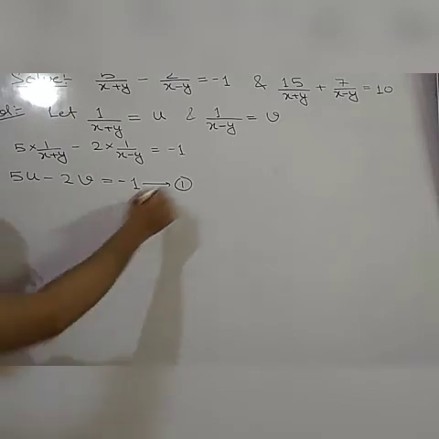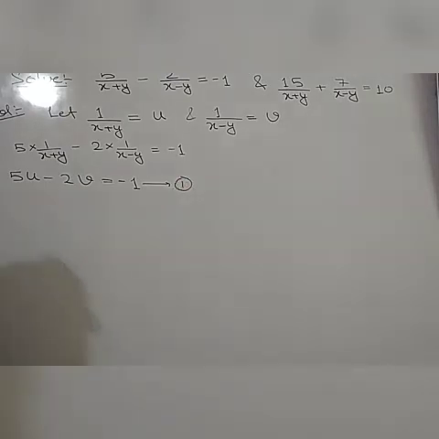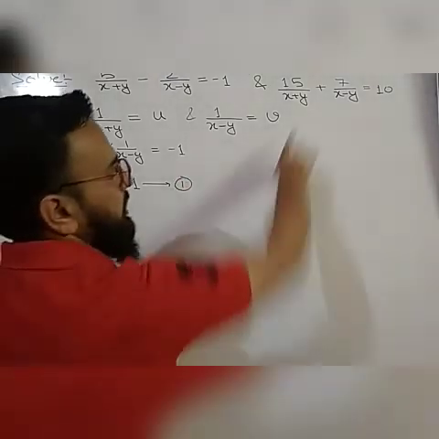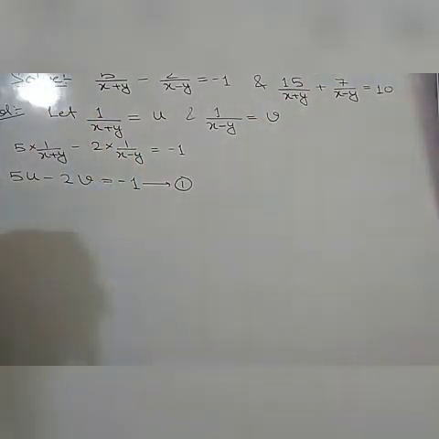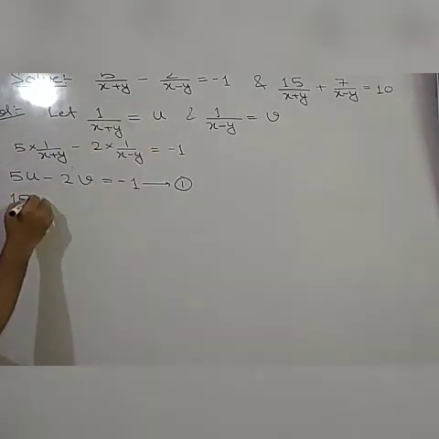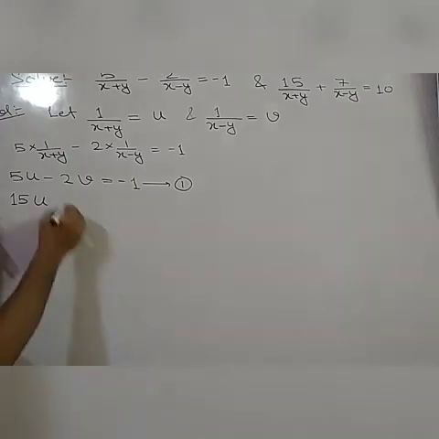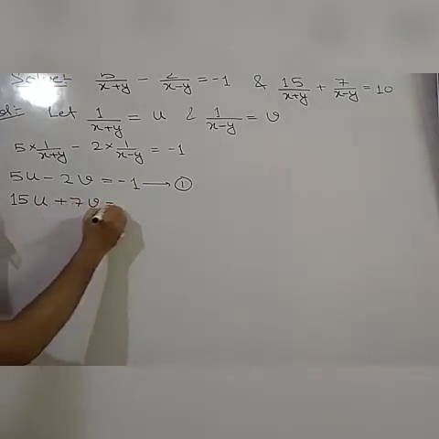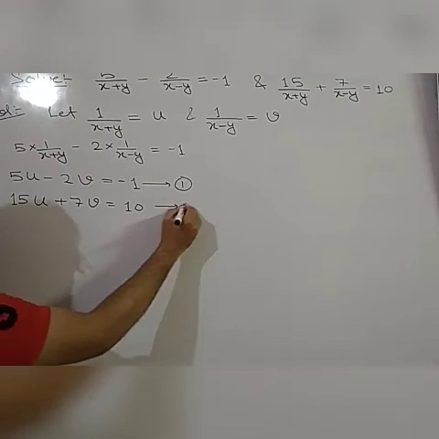Okay, so it is equation number 1. Similarly, what will be the second equation? Here it is 15 upon x plus y. So it can be written as 15 into 1 upon x plus y, and 1 upon x plus y is equal to u. So we will write it here directly. It will be 15u plus 7v is equal to 10. It is equation number 2.